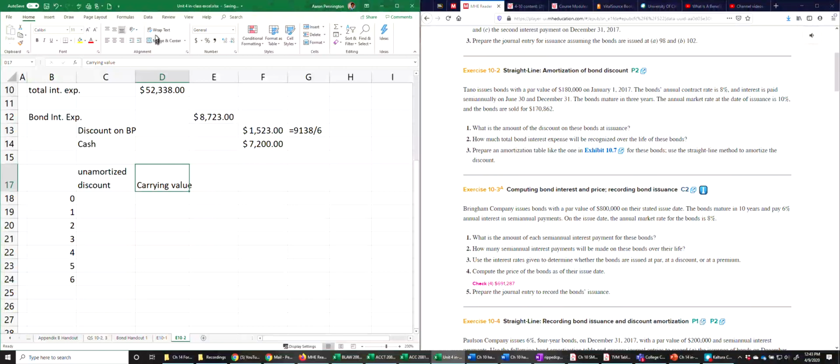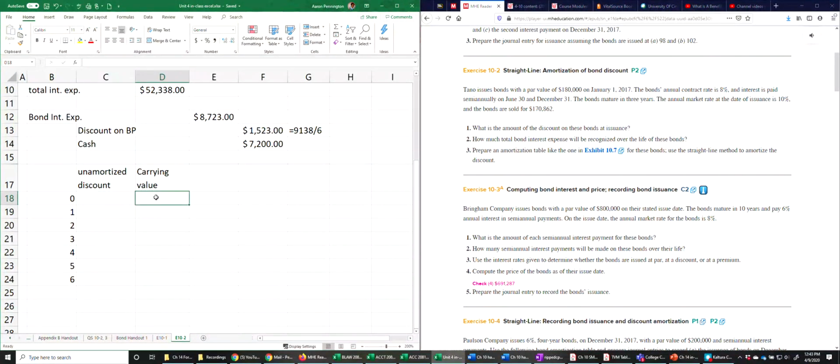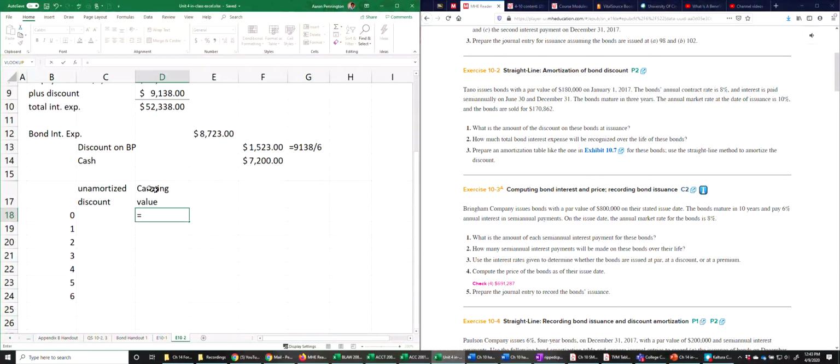All right, and at any point in time, the carrying value is the par amount, or the maturity value of the bonds, less the unamortized discount. All right. So what we'll see is that at issuance, the carrying value equals the proceeds, or the amount of cash that was received. All right.